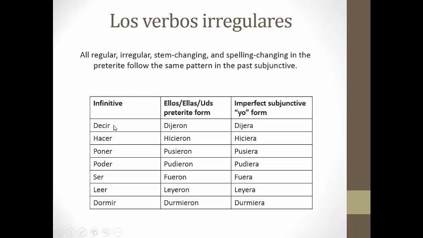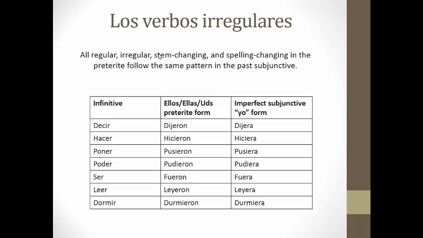Okay, let's look at decir. Decir is an irregular stem verb. Its stem is di. Okay, so in the they form, it's dijeron. Therefore, when you drop off ron, okay, your endings are going to be ra. Okay, so the yo form would be dijera. If you want to conjugate that all the way out, it would be dijeras, dijera, dijéramos, dijeran.